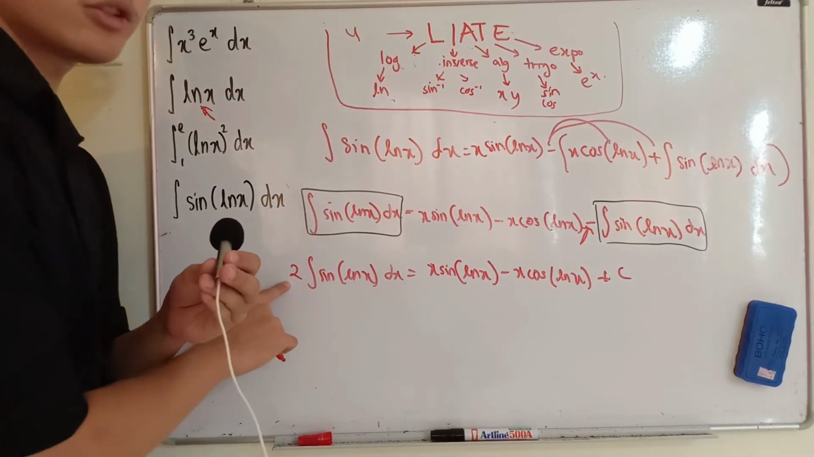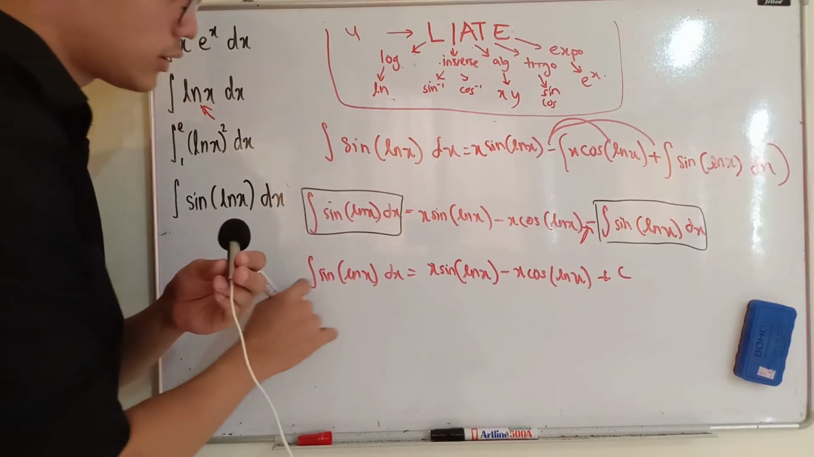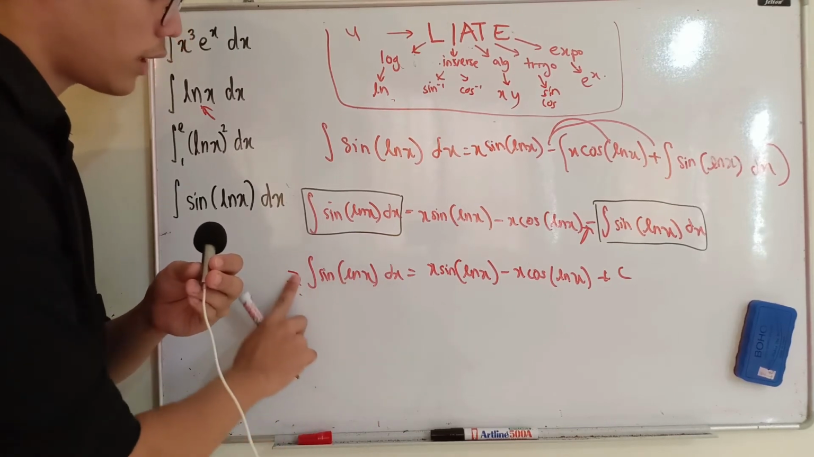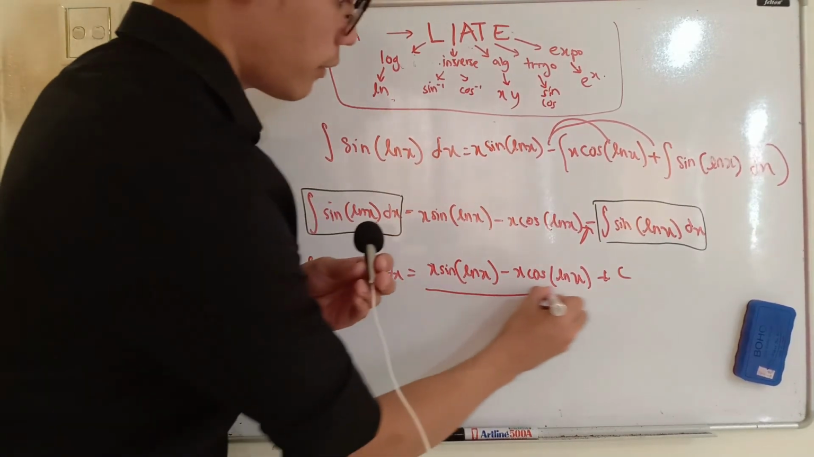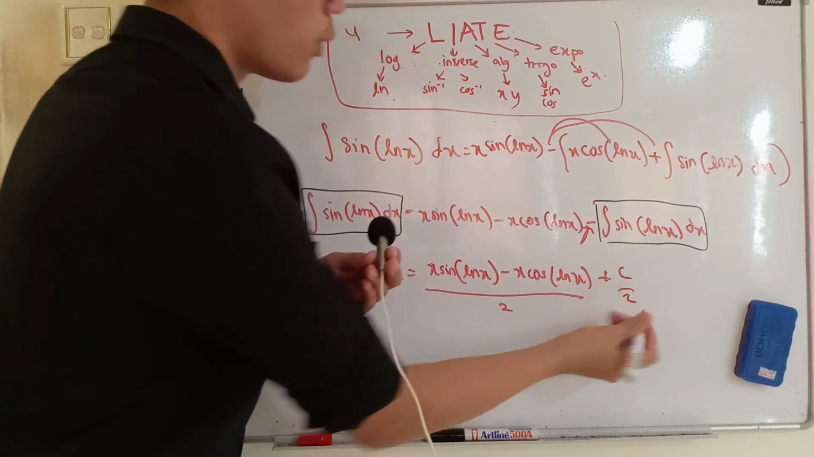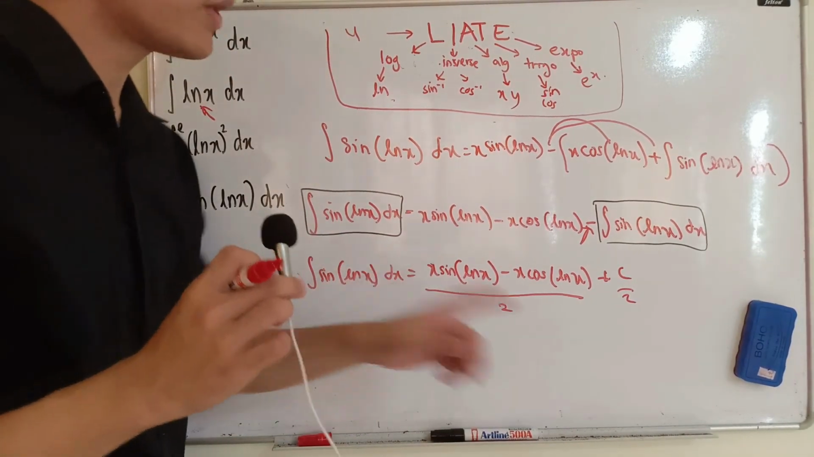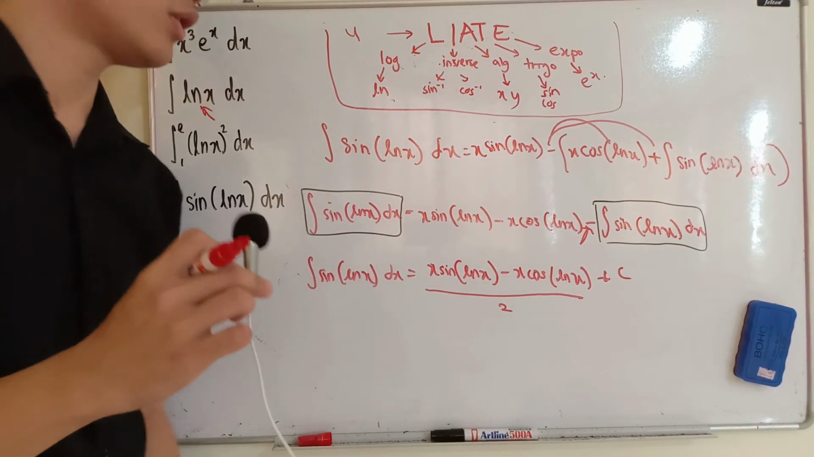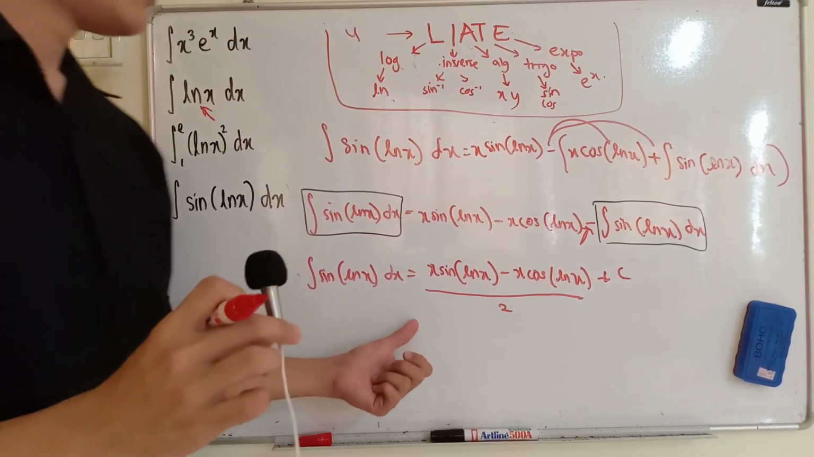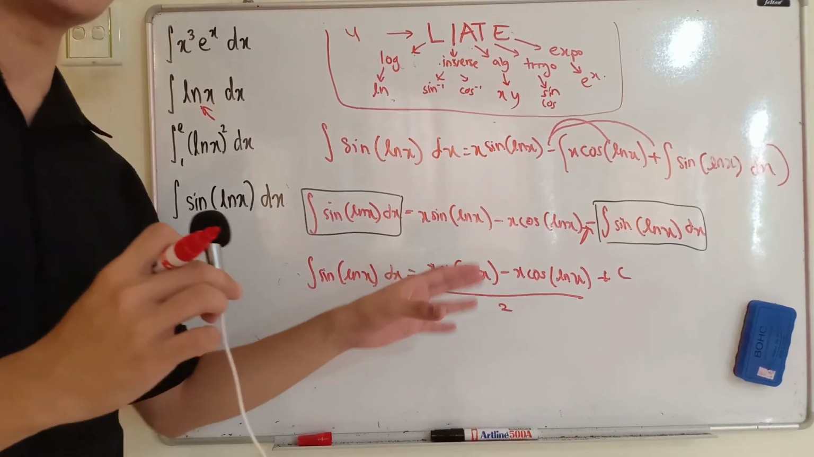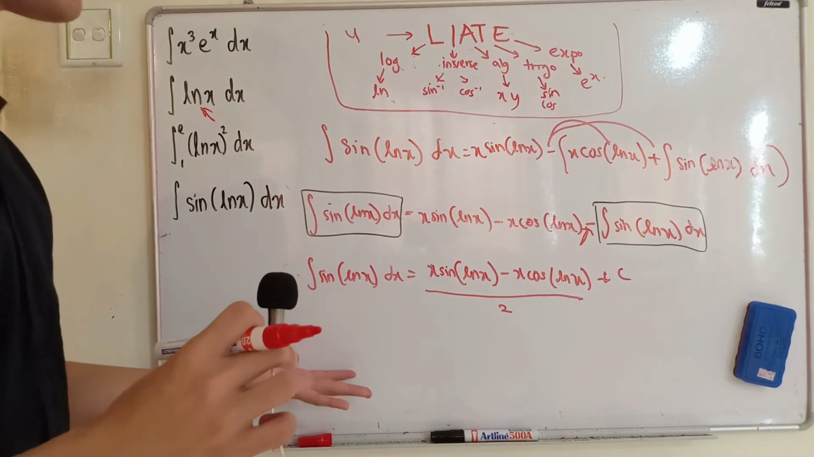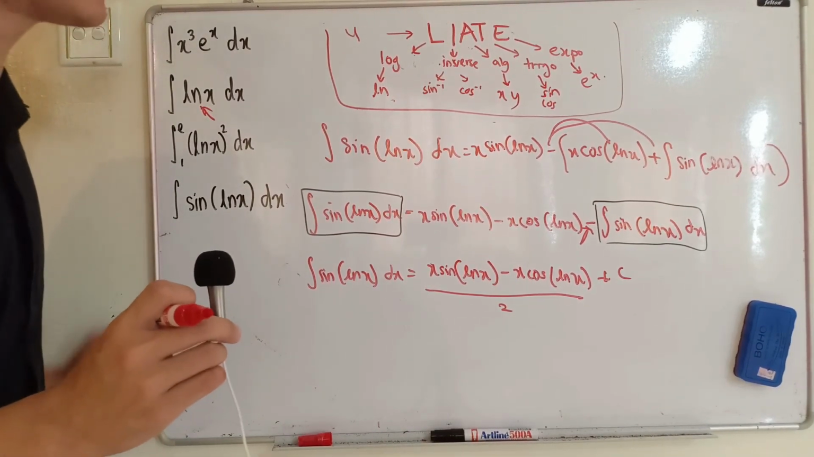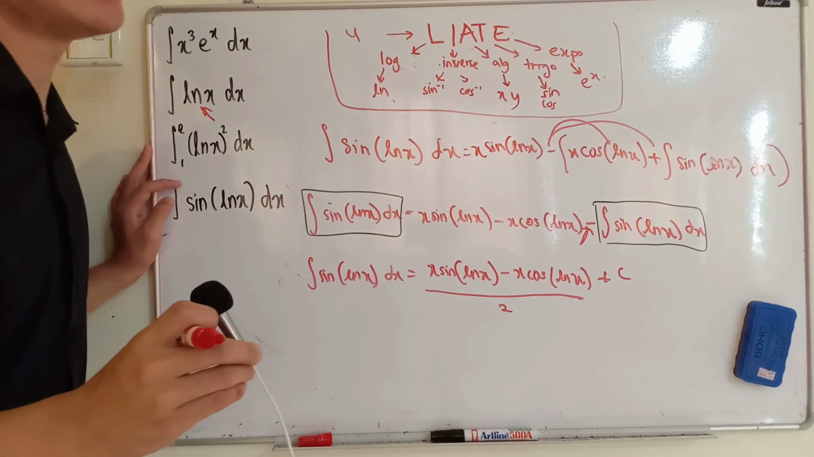So I just need to divide everything by 2, which gives me everything over 2. There is no need to divide the constant by 2, because it is going to be a constant as well. So this one is quite tricky, but this is how you solve it. That's all for the integration part, and see y'all in the next video.